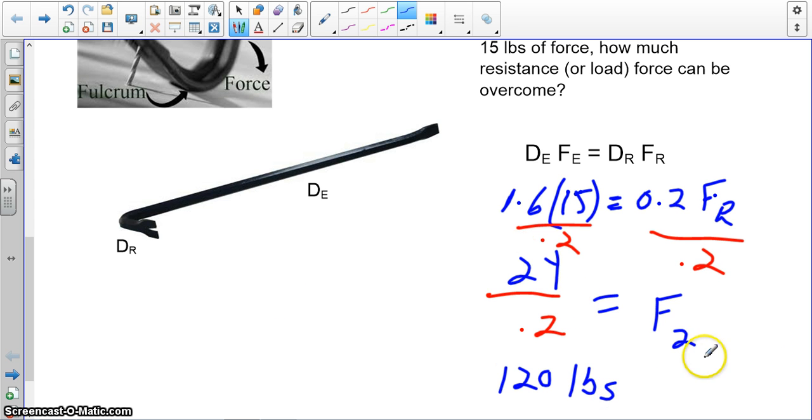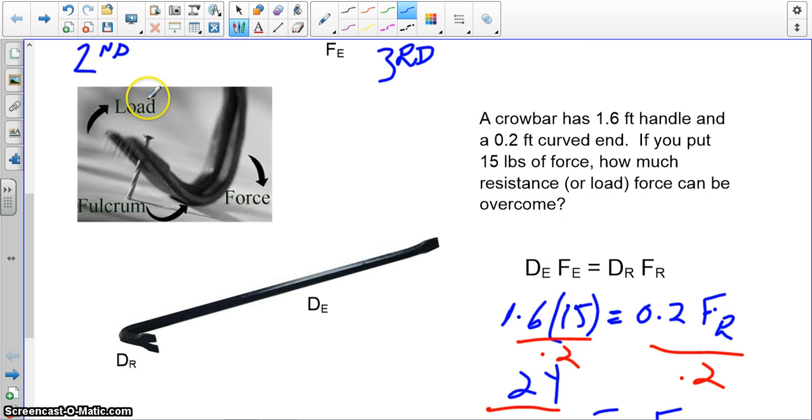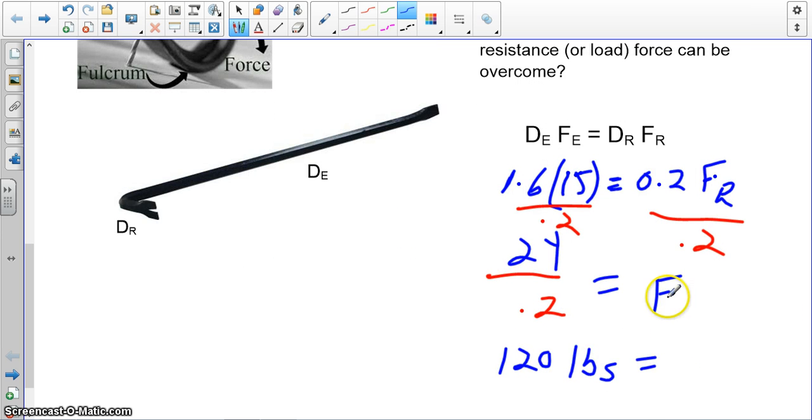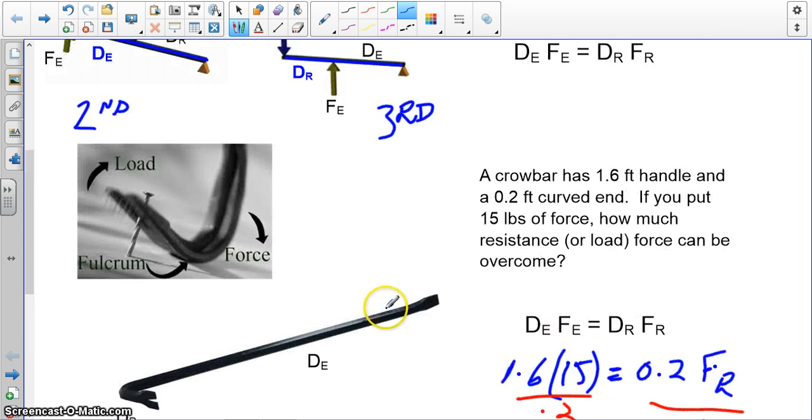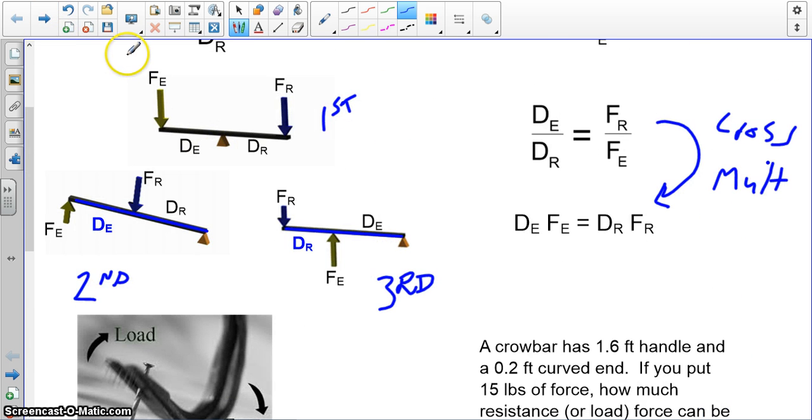Which is a lot. So not F2, what am I doing? FR. Let me fix that real quick. The force you can overcome, the resistance force, or sometimes that's called the load force. I'll include that in there because it's in the picture over there, and that is what it's called sometimes. FR. Alright, so there you go. There's levers. Hopefully that's enough to help you a little bit with levers. Those are the first 9 problems in your activity.